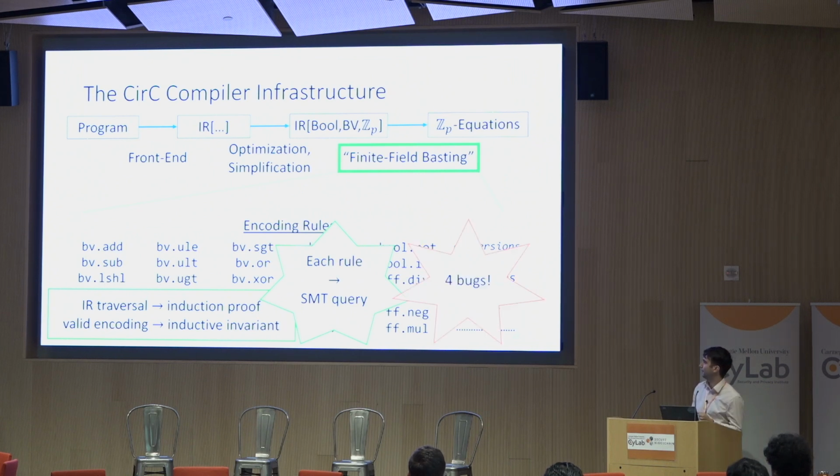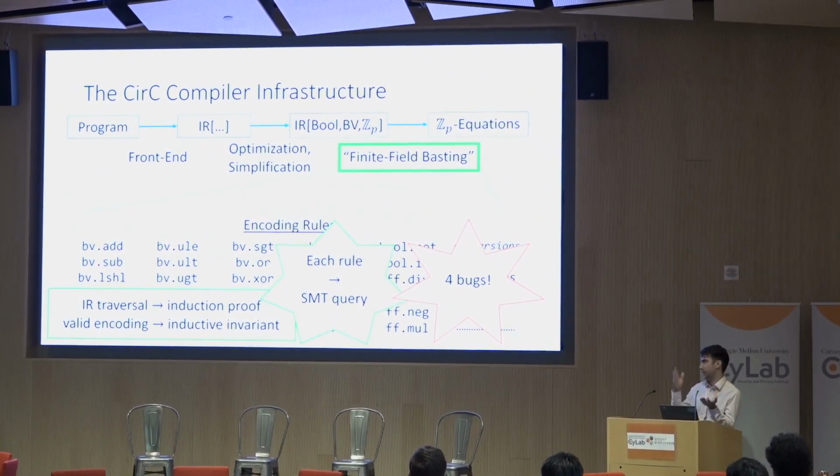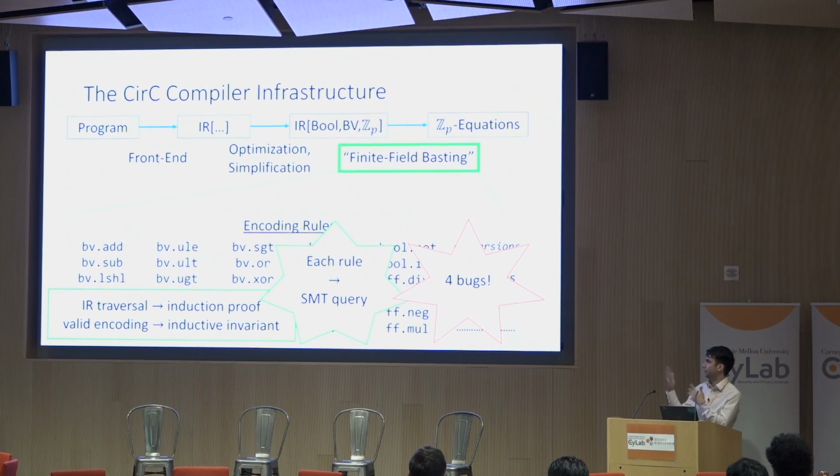We found a few bugs in the process, including one serious bug that would allow a prover to lie about essentially the results of any bit vector comparison. And yeah, these bugs just jump out at you when you're taking this approach because the SMT solver says, no, that property does not hold. Here is a counterexample.